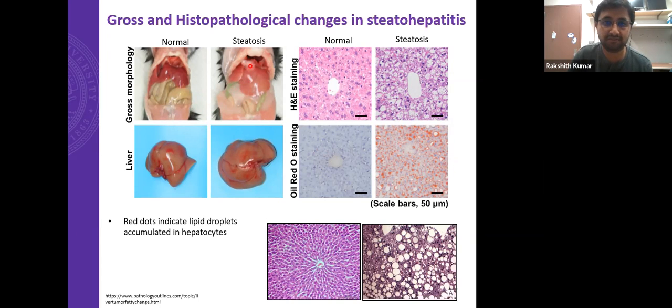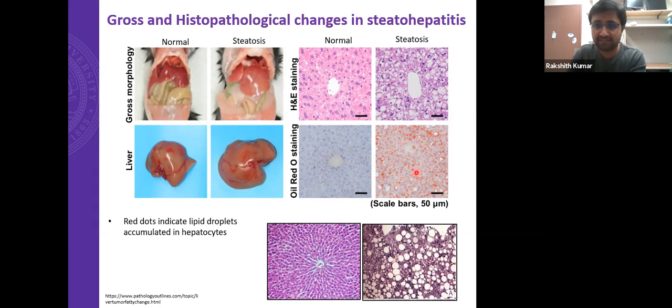Discoloration of the liver will be there. And also in H&E staining, this is a normal architecture of the liver, and this is a steatotic liver with the vacuoles present inside the hepatocytes, which depict the stored lipid inside the hepatocytes. And this is Oil Red O staining, which is commonly used to stain fats. So this is the normal, and this is a steatotic liver where we can see the red droplets. Each droplet represents the lipid droplets inside the liver.